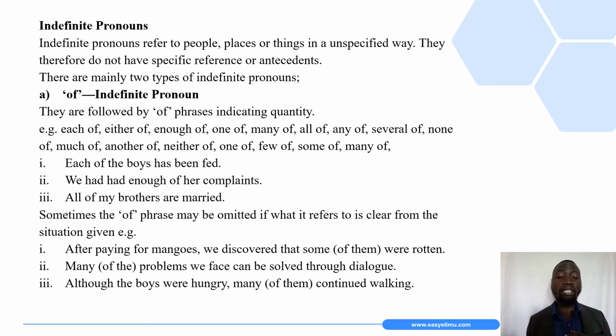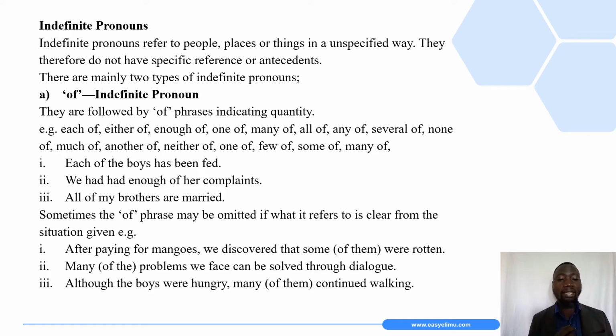It is expressing a complete thought. So for another example, the second and the third: many of the problems we face can be solved through dialogue. If we omit the "of" phrase, we will have: many problems we face can be solved through dialogue.